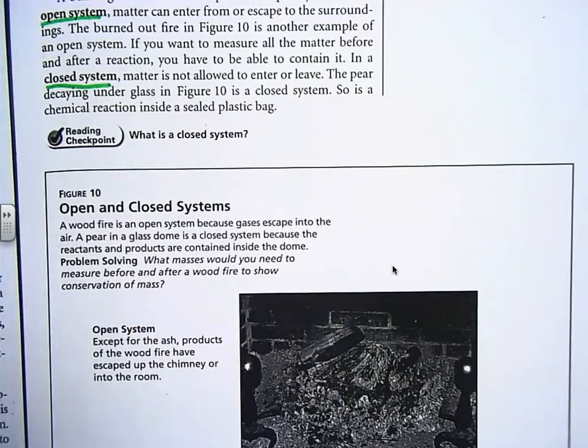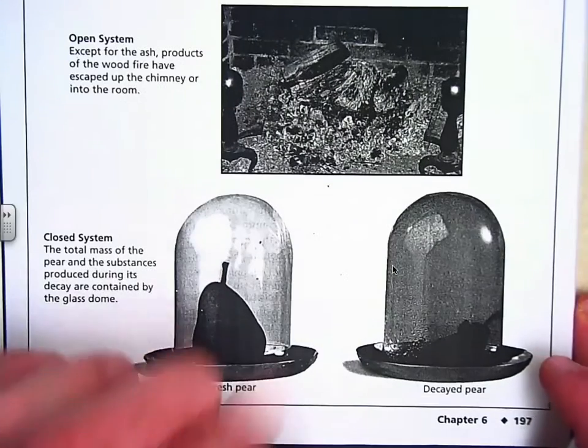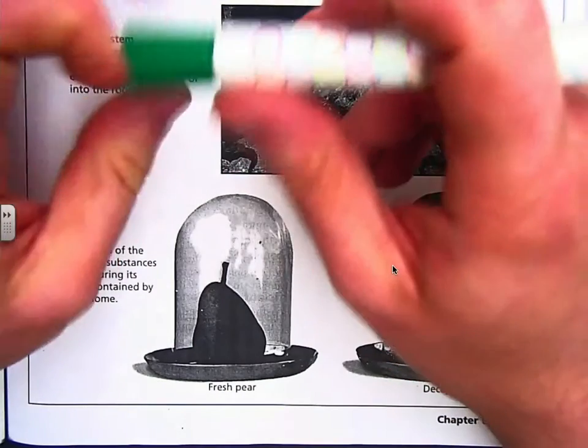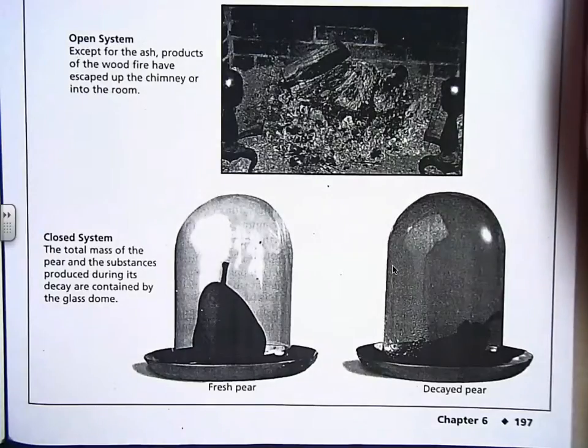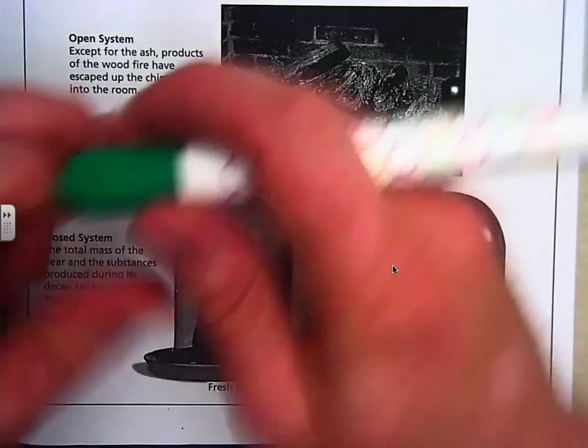So is a chemical reaction inside a sealed plastic bag. Hey, that sounds like a good idea. I'll tell you what, if anyone wants to bring a canning jar with a tight lid on it, let's put in a piece of fruit and watch it rot all year long. That'd be so cool. Okay, someone going to bring it for me? I hope so. All right.